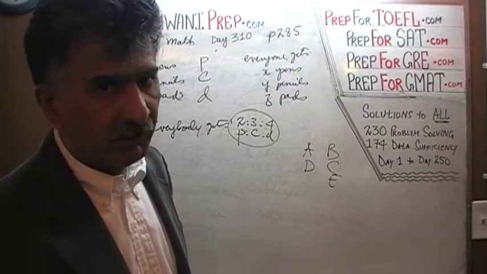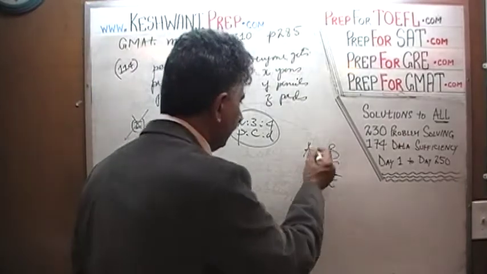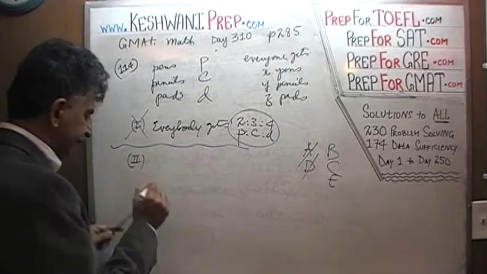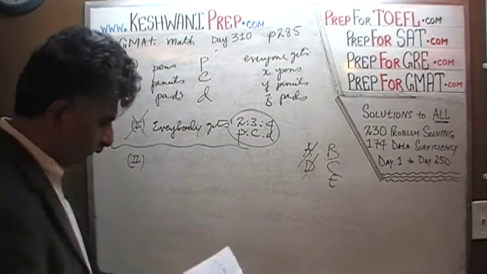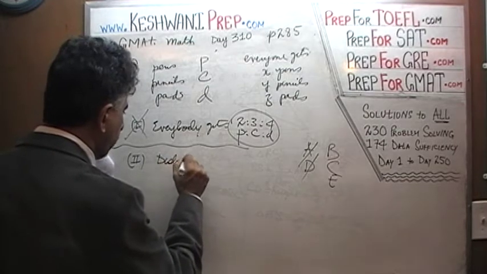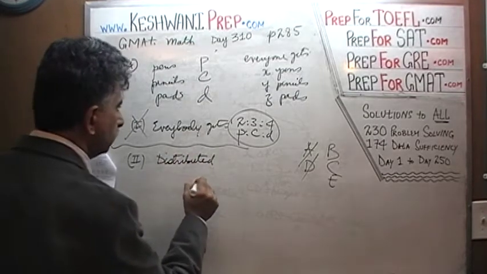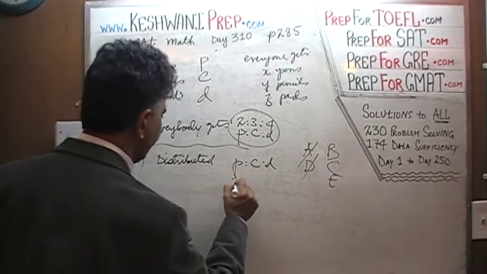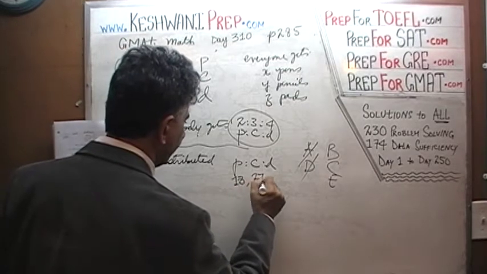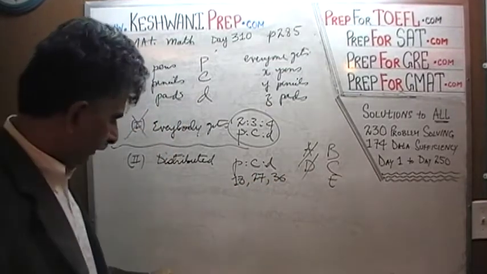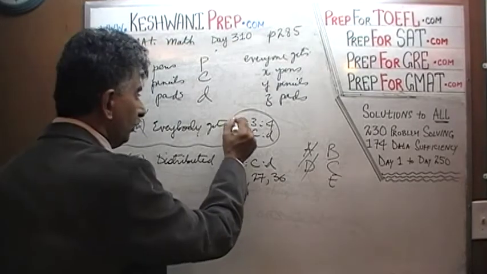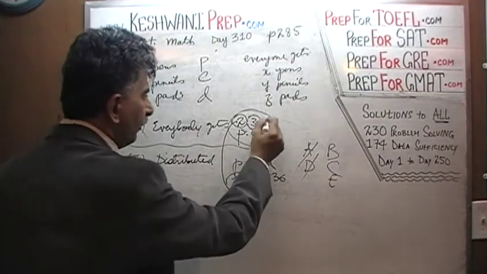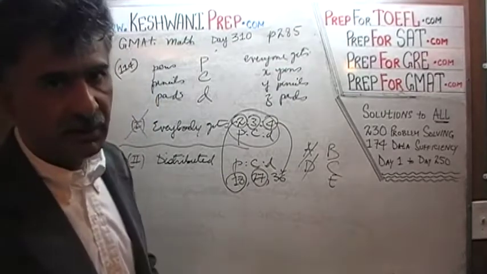Now that we have established that the first statement by itself is not enough, we know that the answer cannot be A or D. It would have to be either B, C, or E. Let's see what they tell us in the second statement. In the second statement, they go on to tell us that we distributed a total of pens, pencils, and pads in the ratio of 18, 27, and 36. Now, what they want you to think is that 2 times 9 is 18, 3 times 9 is 27, and 4 times 9 is 36. They want you to think that there are 9 people there.